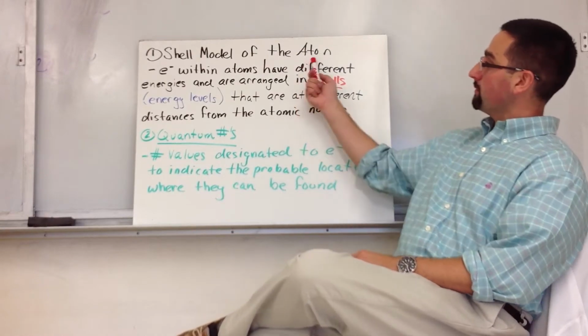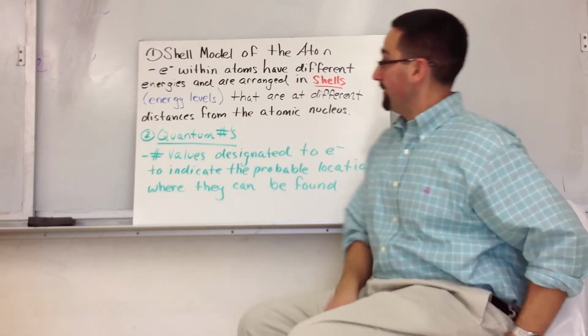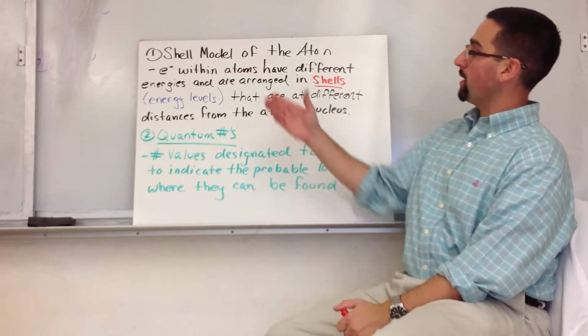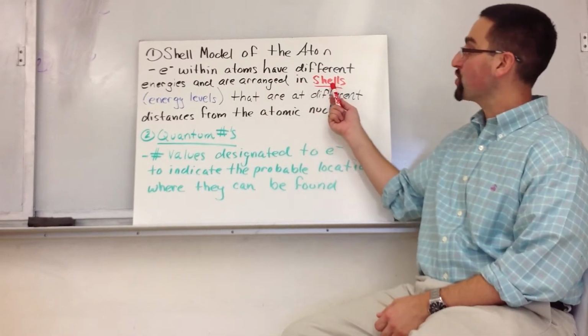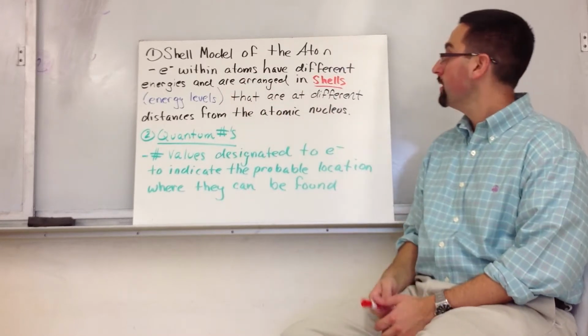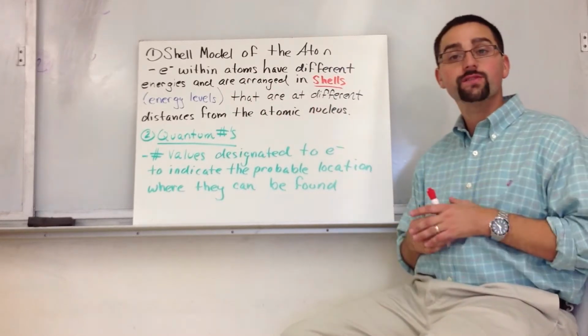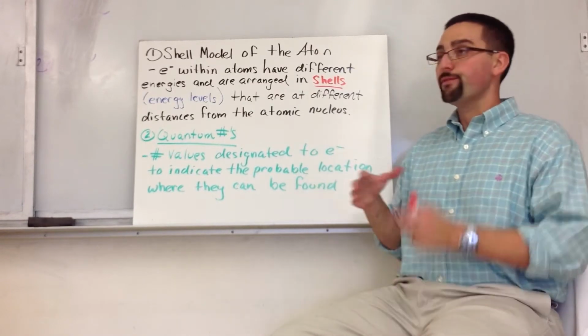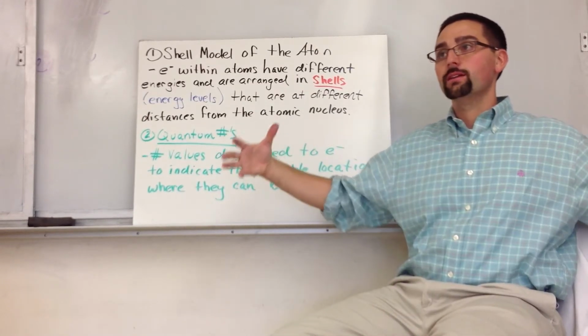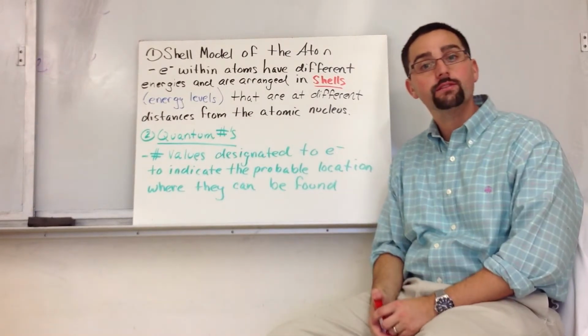So the shell model of the atom basically talks about electrons within atoms having different energies, which we call shells or energy levels, that are at different distances from the atomic nucleus. In other words, the further an electron gets outside of the nucleus, the more energy it has.